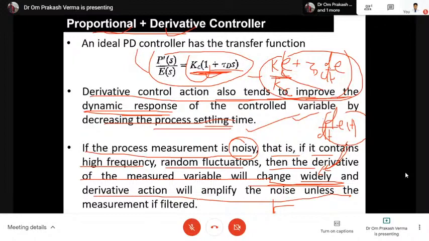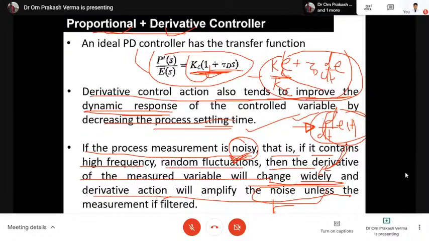So what we have to do to avoid this? We can't avoid the equation. This is the property of the controller, this is the beauty of this controller. We can't change this, but we can ignore the noise. So how can the noise be ignored?